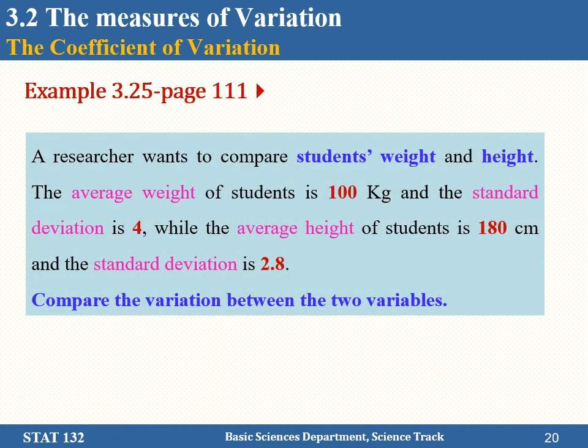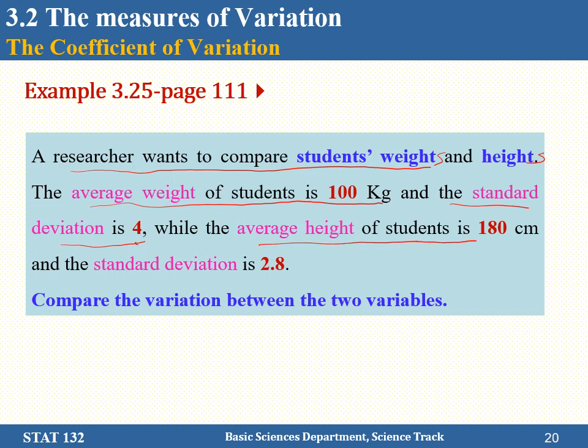Now let's see an application of coefficient of variation. A researcher wants to compare students' weights and heights. The average weight of students is 100 kilograms and the standard deviation of the weights is 4. And the average height of the students is 180 centimeters and the standard deviation of the heights is 2.8. Now compare the variation between two variables, or two data sets, you can say.